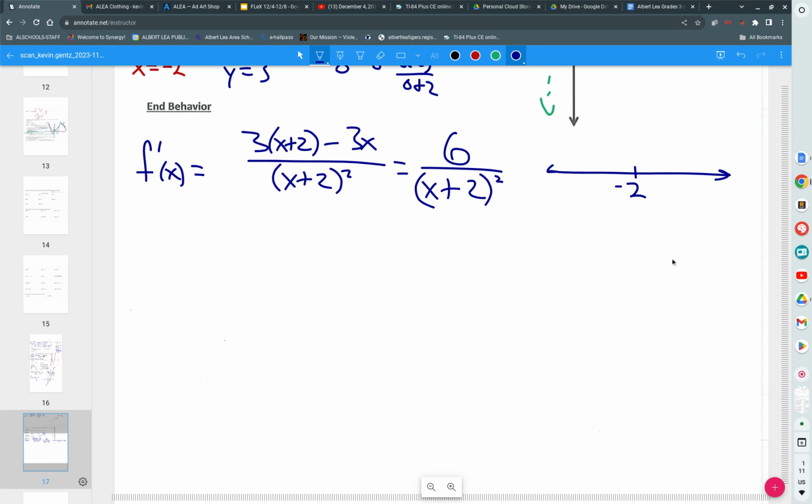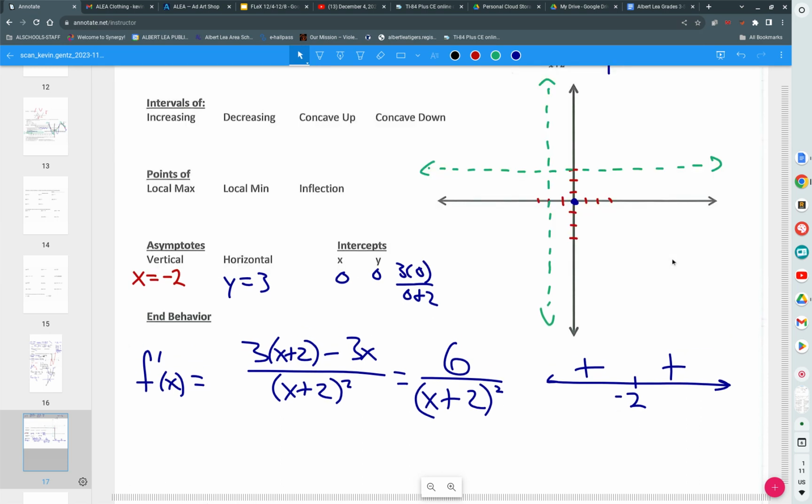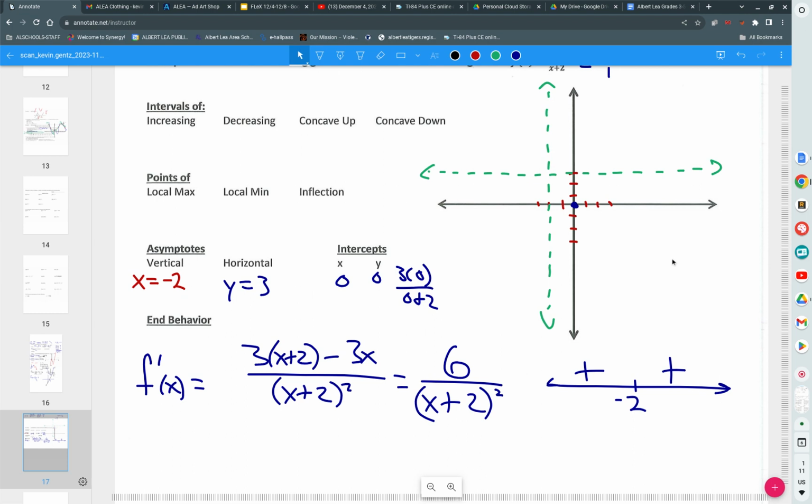But some people look at this and realize, why is it always positive? Squared in the denominator, that's going to make it positive, and the top is positive. So therefore, positive and positive. What does that tell me about the characteristics of our graph? It's always increasing. You cannot include the -2, so you must write from -infinity to -2, union -2 to infinity.